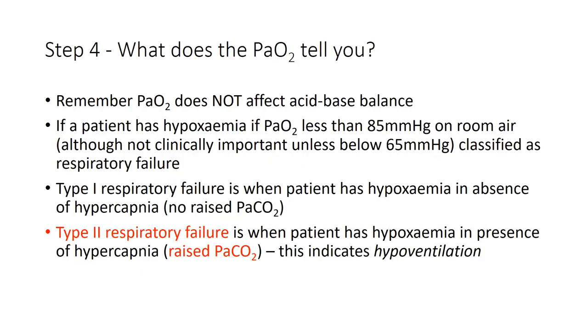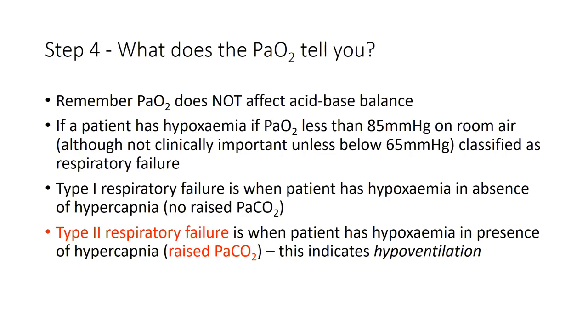So looking at step 4 in more detail, what does the arterial pressure of oxygen tell you? Remember, this does not affect the acid-base balance. But if a patient has a hypoxemia of less than 85 millimeters of mercury on room air, then this is classified as respiratory failure, although not clinically important unless below 65 millimeters of mercury.